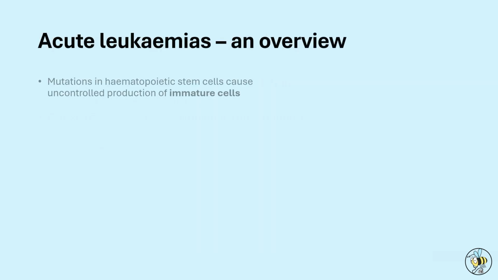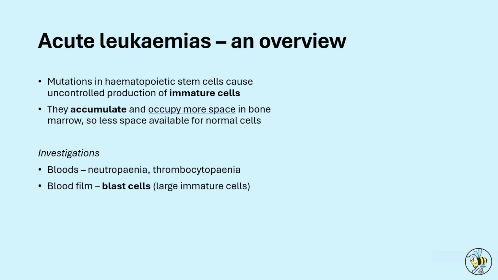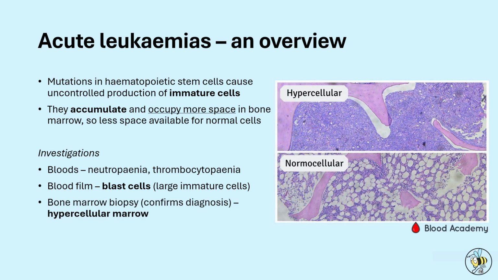Acute leukemias occur due to mutations in hematopoietic stem cells, causing uncontrolled production of immature blood cells. These accumulate and occupy more space in the bone marrow, meaning less space is available for normal blood cells. Now, the blood test mainly measures mature cells in blood, which will be in low numbers as fewer normal cells are made. A blood film or smear can show blast cells, which are larger immature cells. A bone marrow biopsy is needed to confirm the diagnosis, which will show a hypercellular marrow, i.e. the marrow is overpopulated with cells as seen in this image.